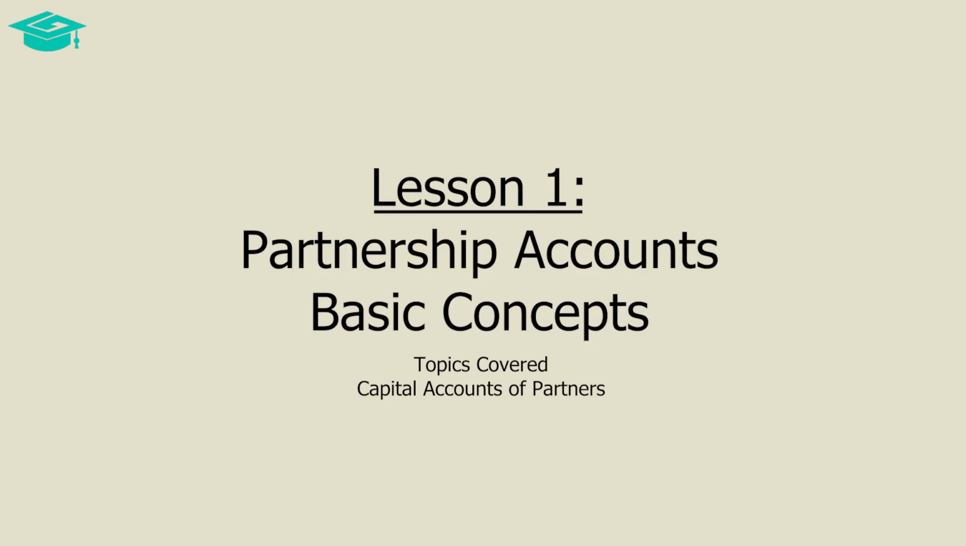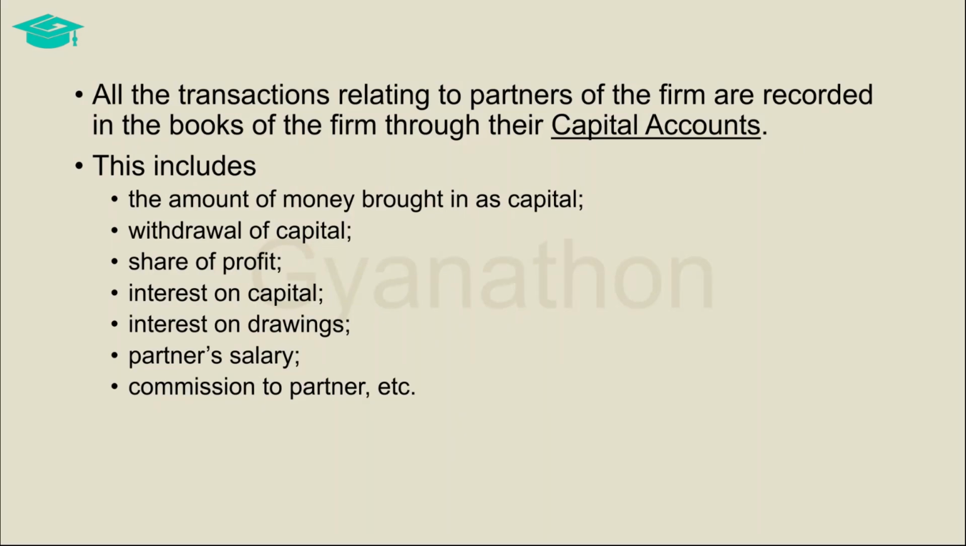Let us see how these transactions between the partners and the partnership firm are recorded or accounted. All the transactions between the partners and the firm are recorded in the books of the firm through an account called the partners' capital account. This account includes all transactions wherein money has either flown from the firm to the partner or vice versa, like contribution of capital, withdrawal of the same, share of profit, interest on capital or drawings, salary to partners, commission to partners, etc. Let us now look at how the capital accounts are maintained.